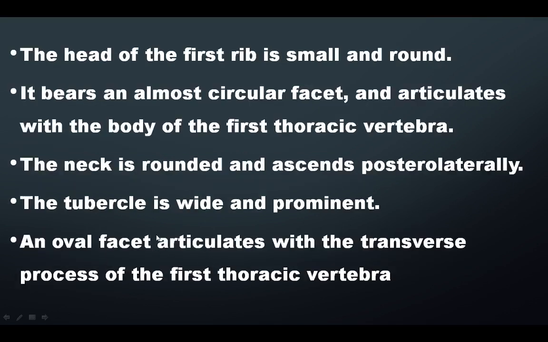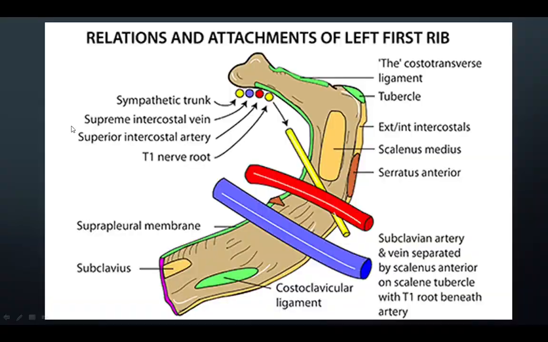Then another thing is that the oval facet articulates with the transverse process of the first thoracic vertebra. So the first rib articulates only with the body of the first thoracic vertebra. It does not articulate with two vertebrae like the typical ribs. In the articulation of the typical ribs, we saw how the head of the rib articulates with two adjacent vertebrae, right? But here, the first rib articulates with only one vertebra, the body of one vertebra, and of course the tubercle articulates with the tip of the transverse process.